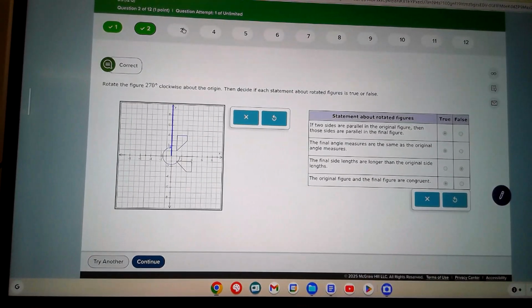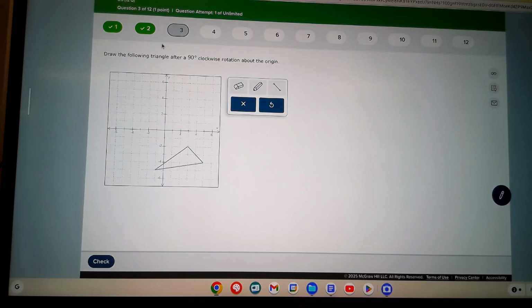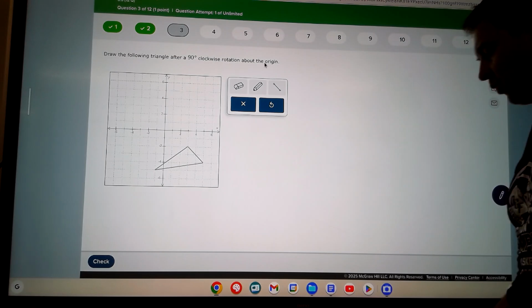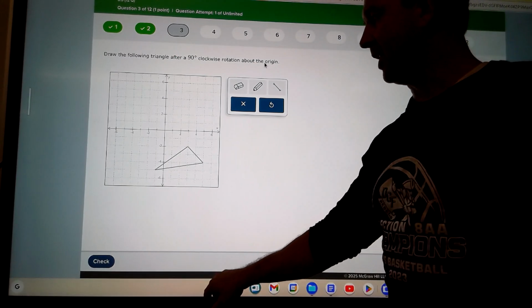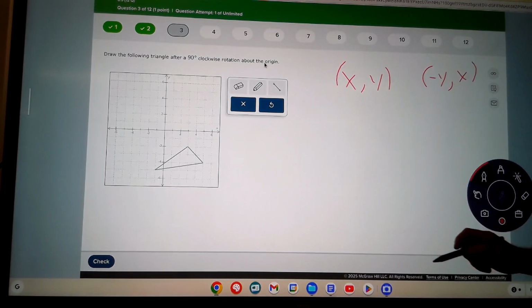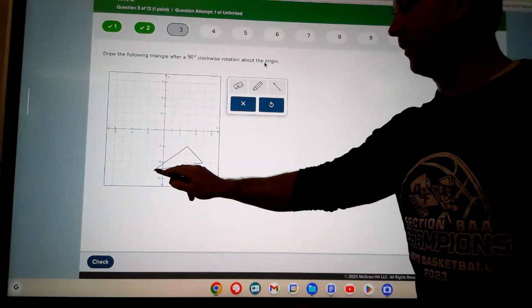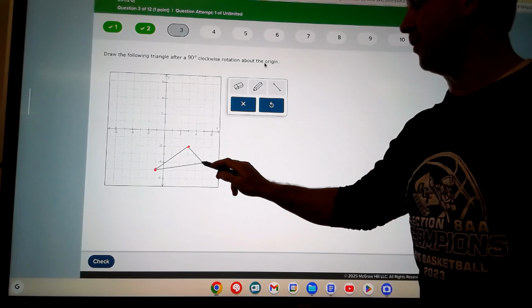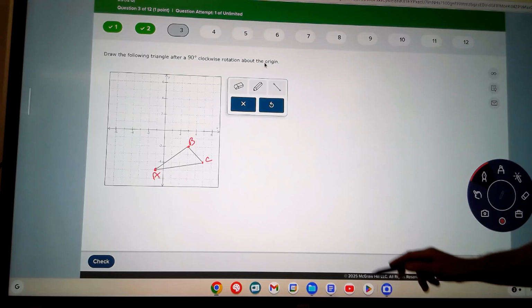Number 3. Draw the following triangle after a 90-degree clockwise rotation about the origin. I think the easiest way to do this one is to put the pencil marks on there, and I like to put the actual coordinates. So maybe it would help to even put some points on there. So if I put a point there, and a point there, let's just call this A, B, C. This will help a little bit.